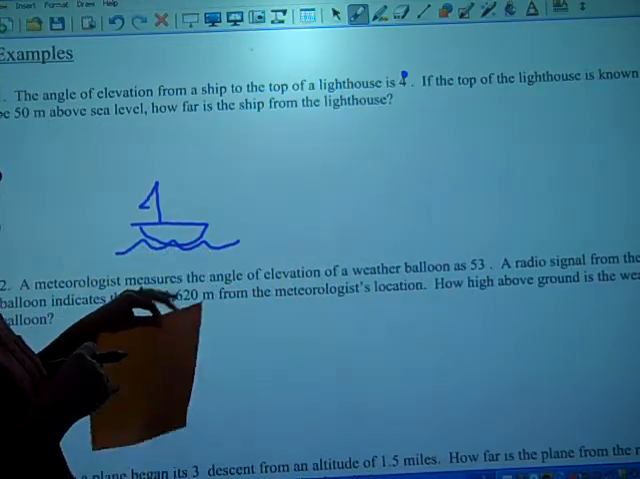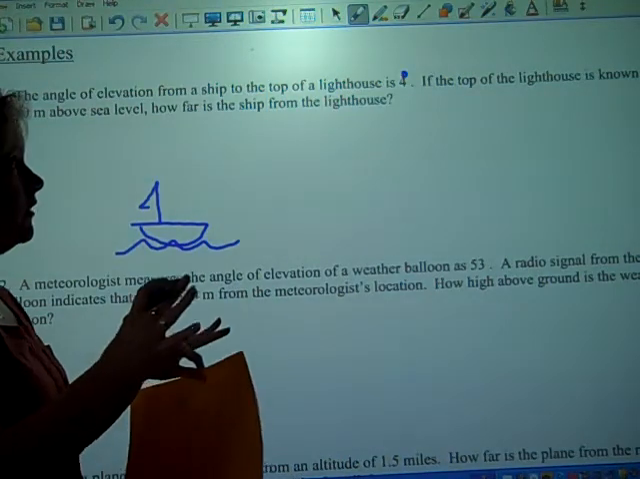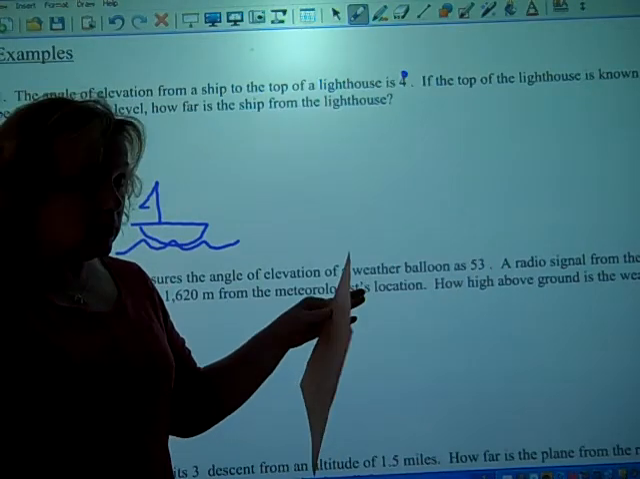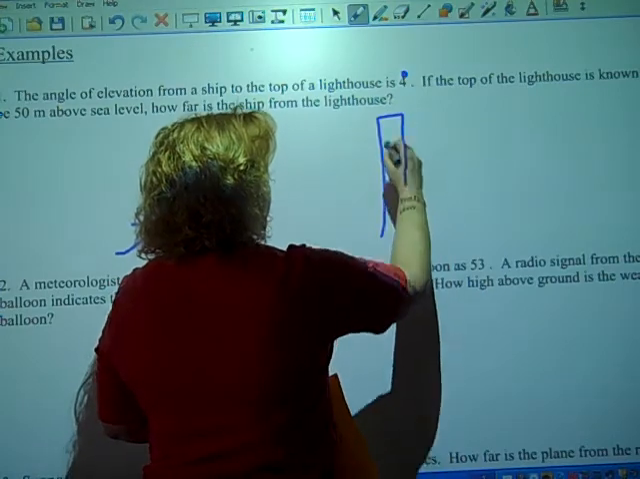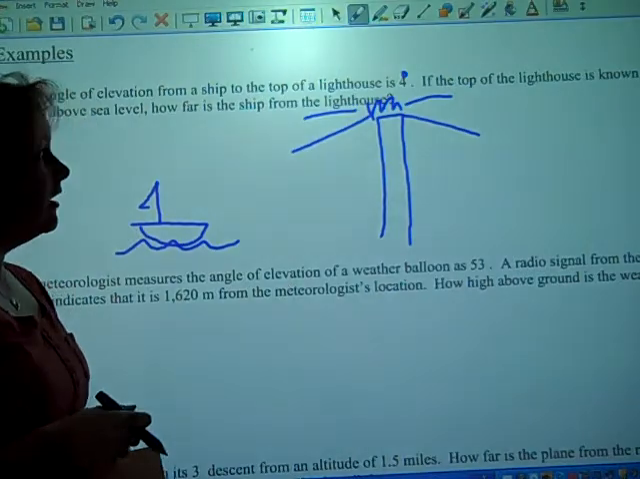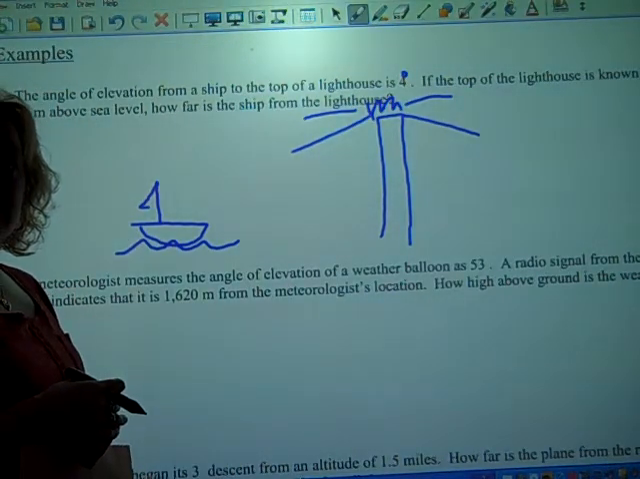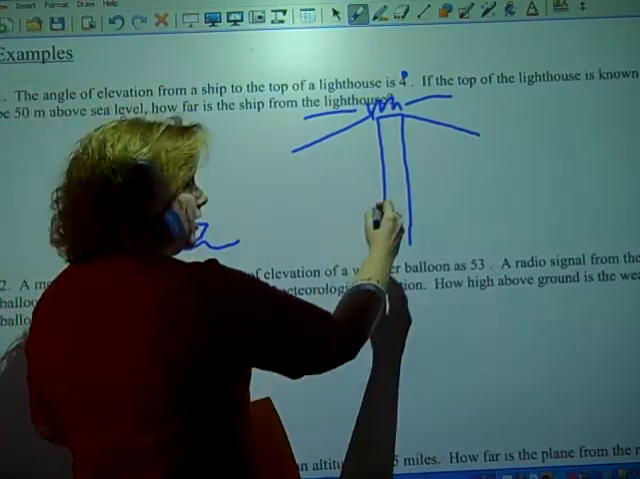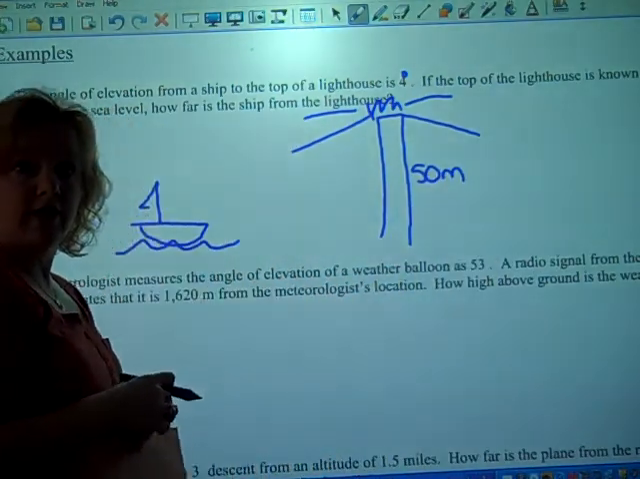And then it says, if the top of the lighthouse is known to be 50 meters above sea level. Okay, so I need to draw what? What's the next thing I'm going to draw here? A lighthouse. So I'm going to come over here, make my lighthouse. There's a beacon, however you want to draw your lighthouse. Okay? What information do they give me, Nick? 50 meters above sea level. Okay, so would you agree that means it's 50 meters tall from sea level up, correct?